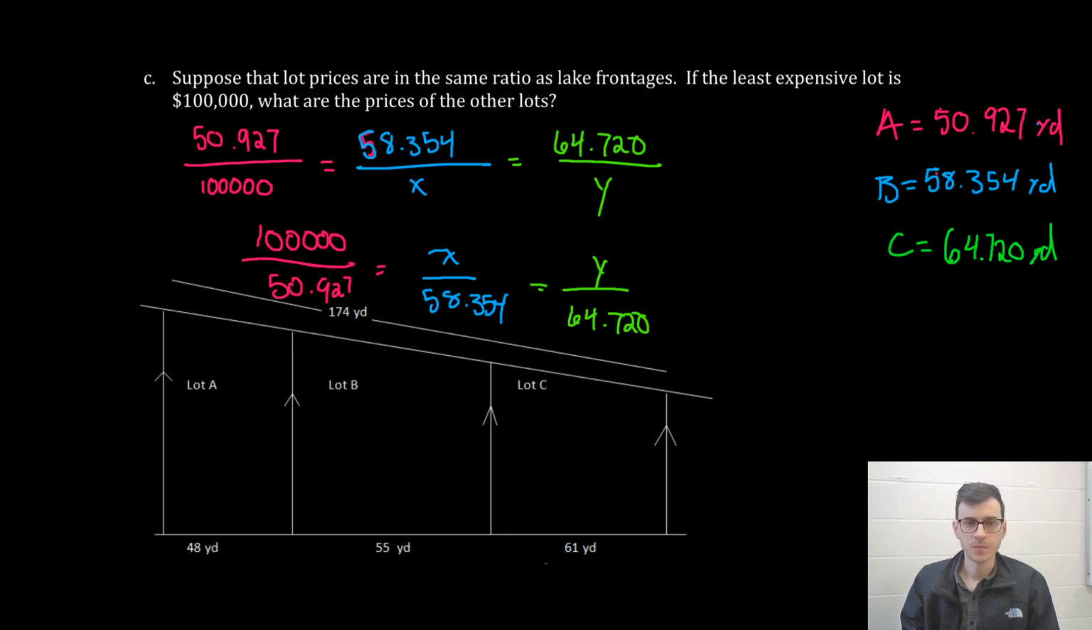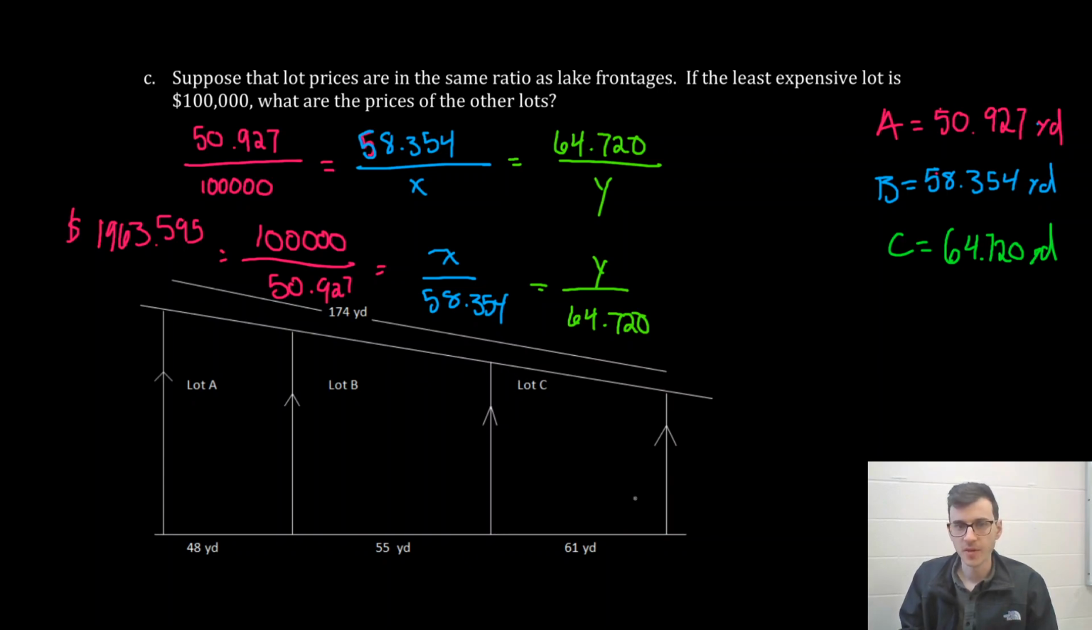Okay, so I'm going to do that, especially since I'm using a calculator and switching between screens. This just makes things so much easier. So that, divided by 50.927. Okay, I got 1,963.595 if we round. Okay, so that's the cost per yard of lake frontage.